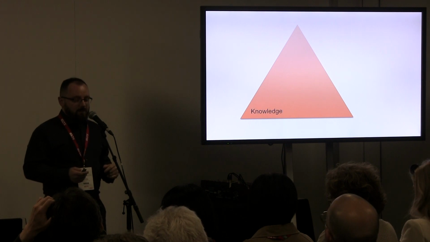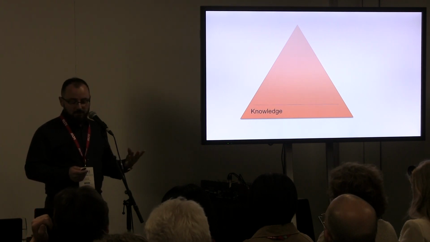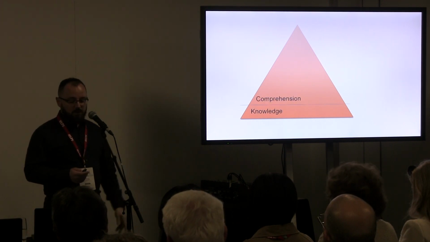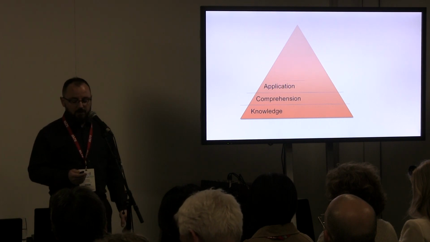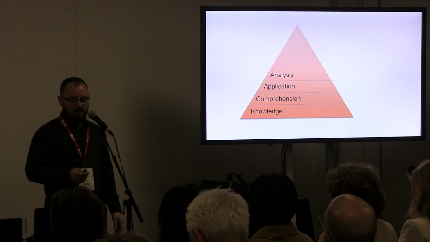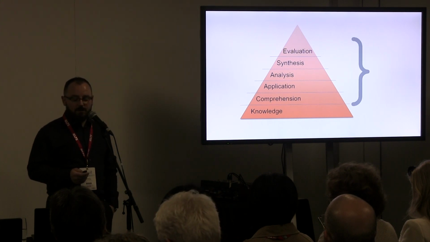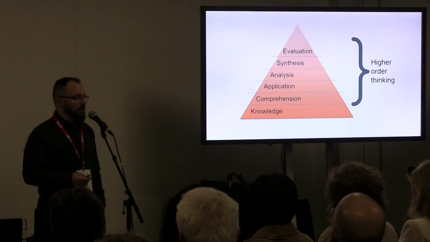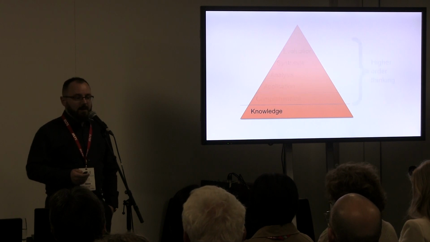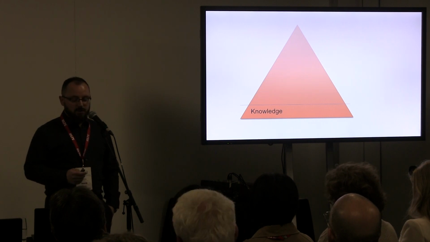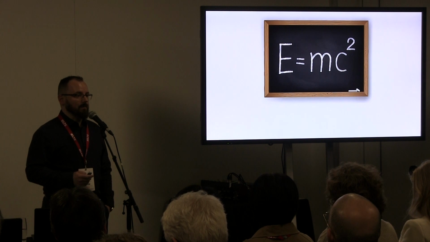So I start by explaining that there are different levels of cognitive processing: knowledge, comprehension, application, analysis, synthesis, and evaluation. Those at the top are called higher order thinking skills. Then I explain what each of those means by referring to this example.